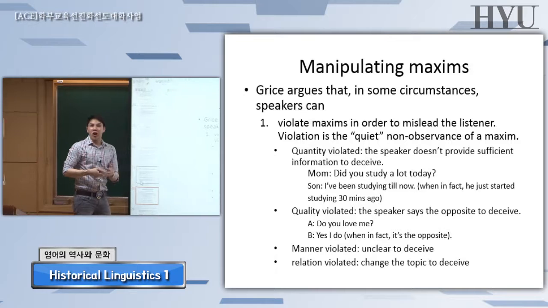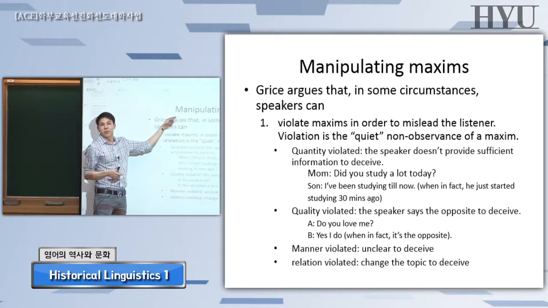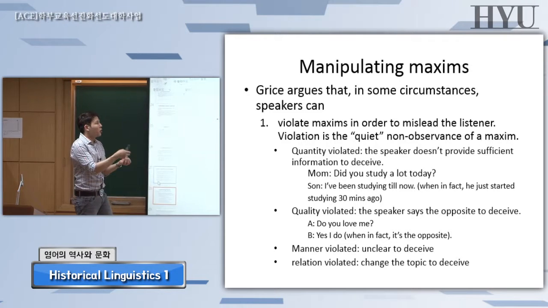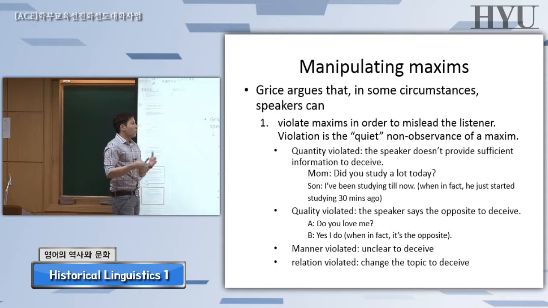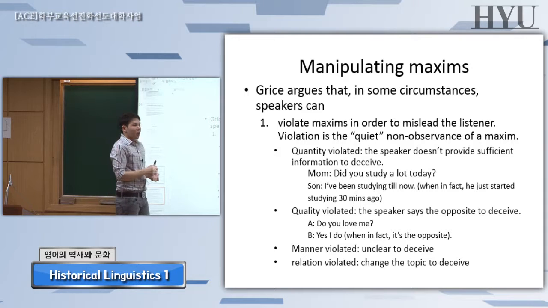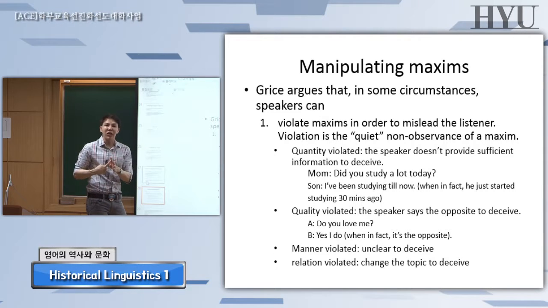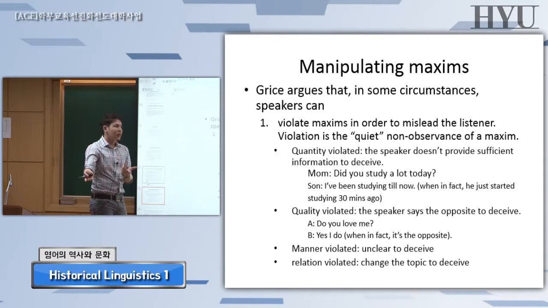Okay? However, there are some cases where we can manipulate those rules or those maxims. Manipulate is to control. In some circumstances, we want to violate the maxims. We want to violate the rules. We intentionally violate the maxims. For example, sometimes we intentionally lie to people. Sometimes we give people more information than they want. Sometimes we intentionally make things unclear to people. Sometimes we say irrelevant things intentionally.